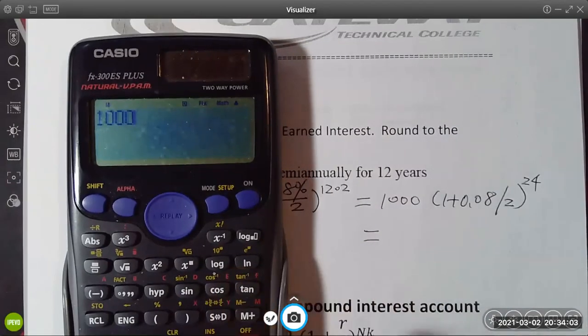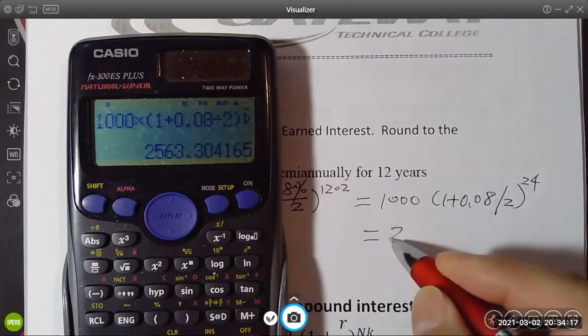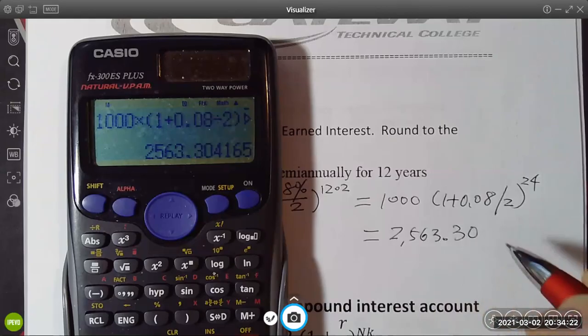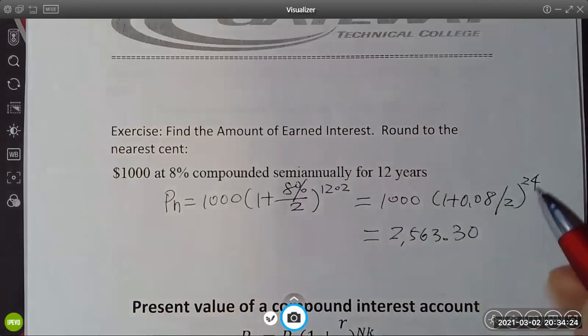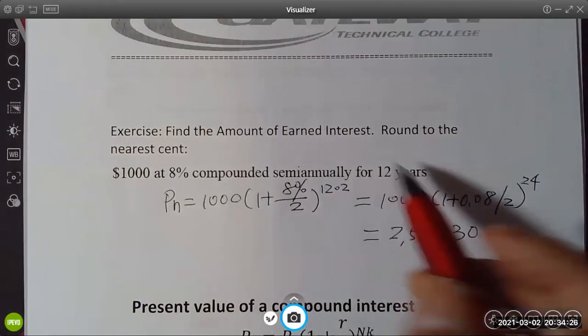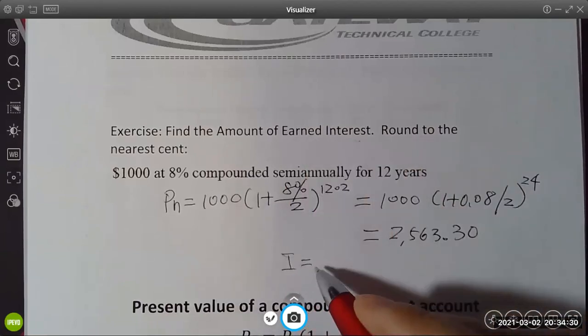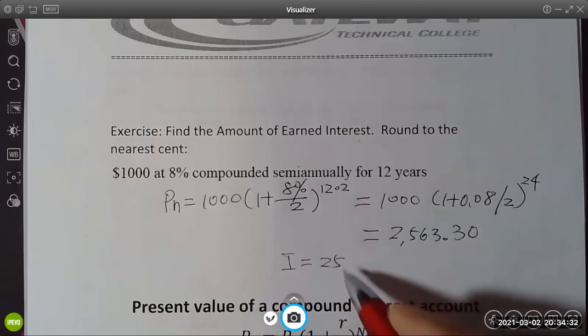1,000 times parentheses 1 plus 0.08 over 2 to the power of 24. So everything is good. We get $2,563.30. So more than double. And we are looking for the interest. So we have to have another step. So this is the total account value so far.